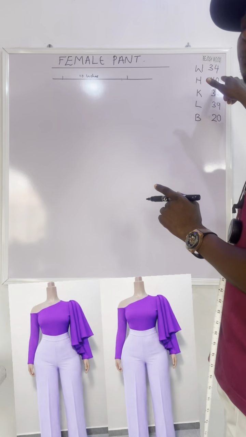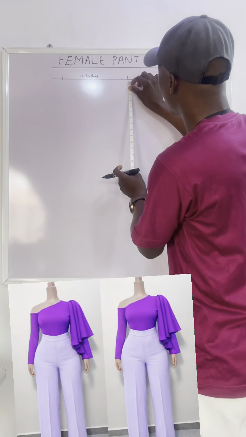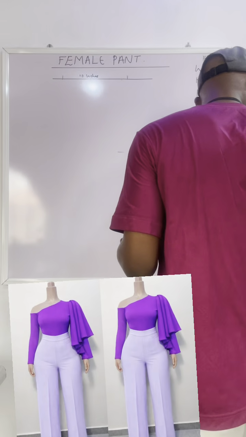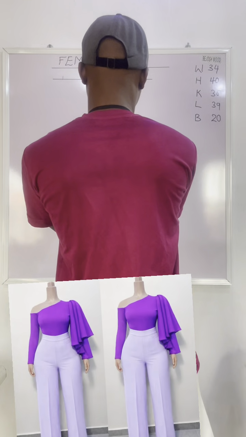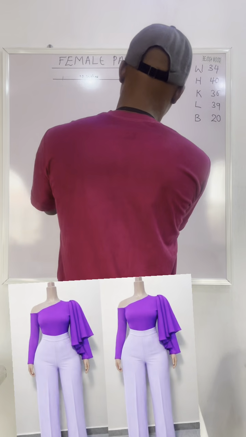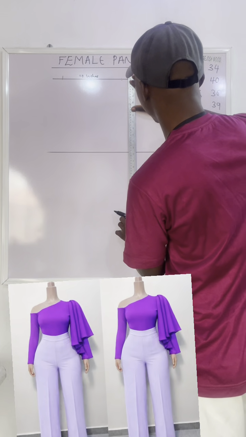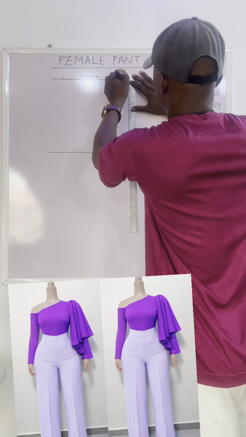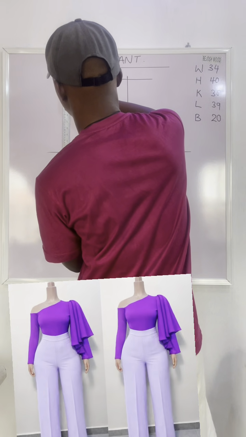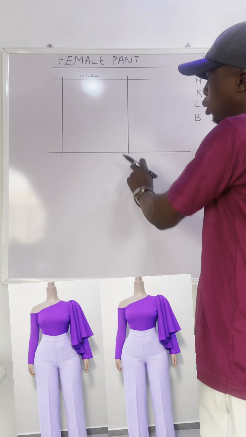So our hip is 40. 40 divided by 4 will give us 10, plus 1 inch, that is 11. So to determine our crotch line, I'm coming down from this waistline by 11 inches. Good. So this 11 inches is my crotch line. Don't forget, this is the whole waist measurement.